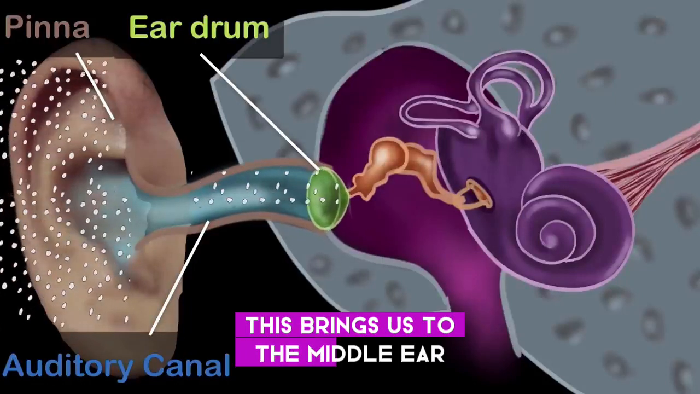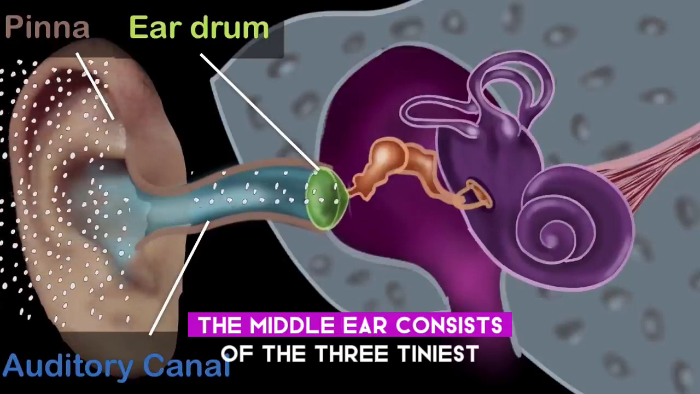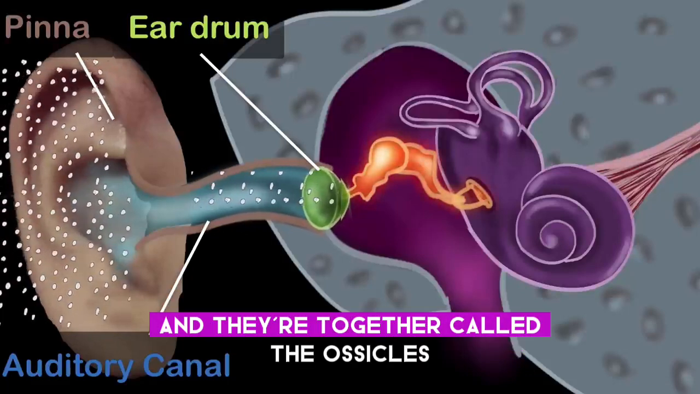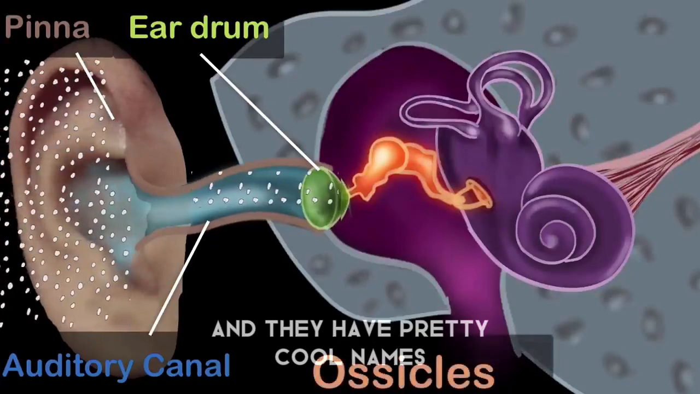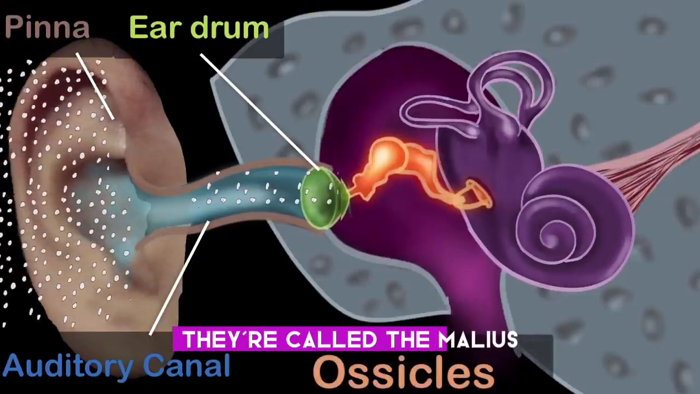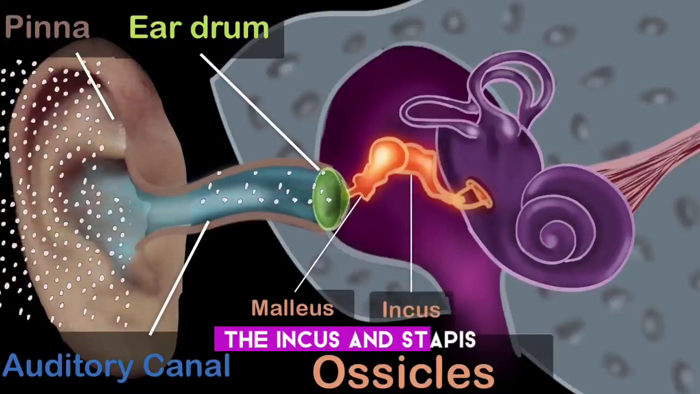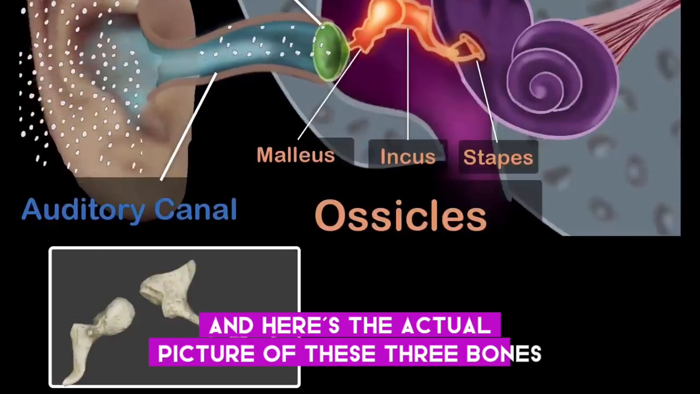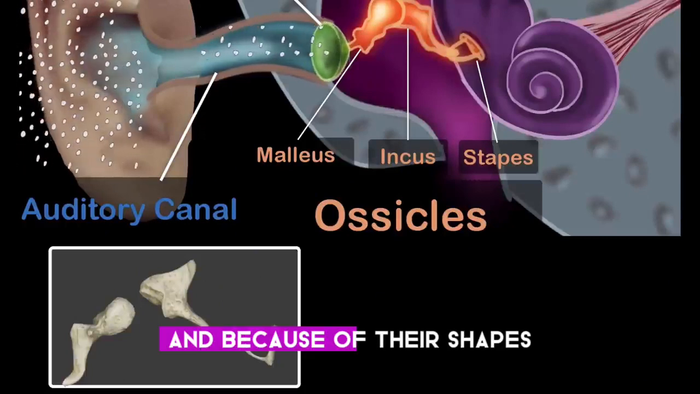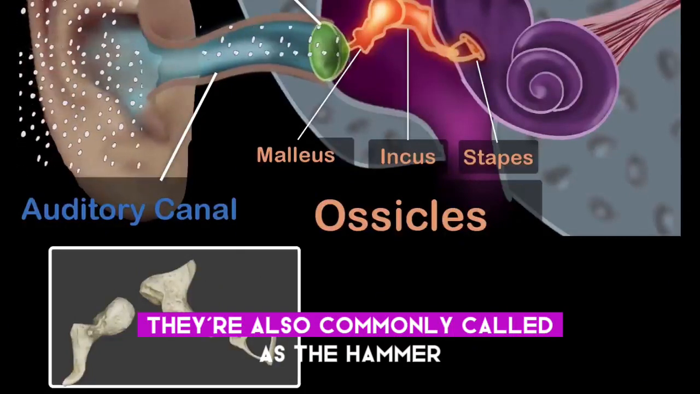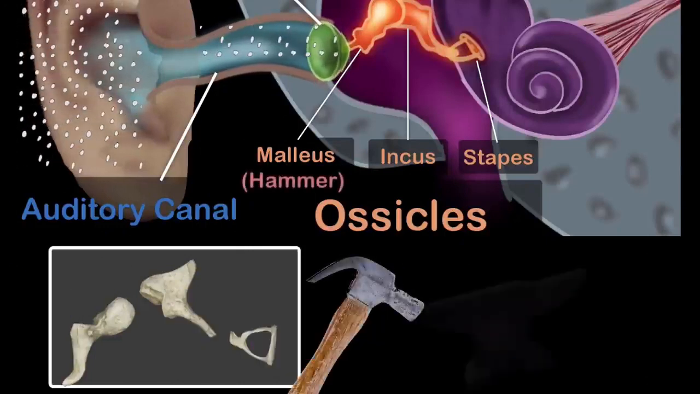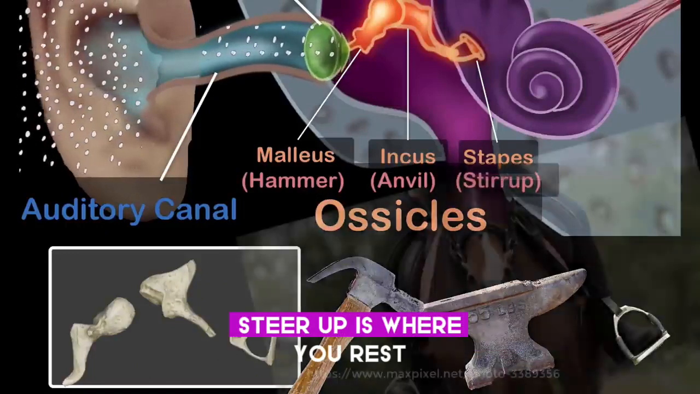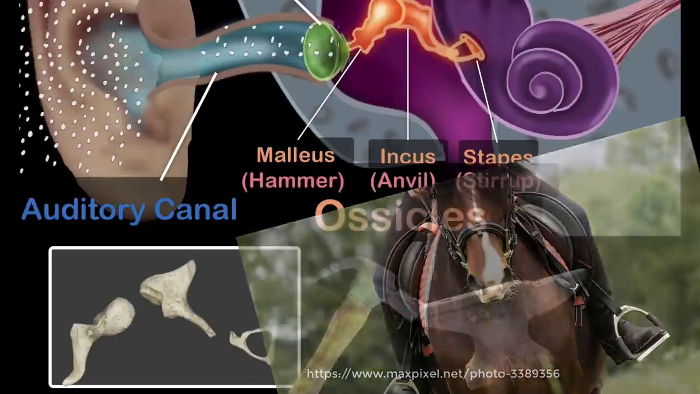This brings us to the middle ear. The middle ear consists of the three tiniest bones of the human body, and they're together called the ossicles. And they have pretty cool names. They're called the malleus, the incus, and stapes. And here's the actual picture of these three bones. And because of their shapes, they're also commonly called the hammer, the anvil, and the stirrup. Stirrup is where you rest your feet when you're riding your horse.